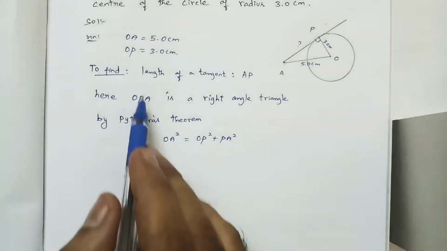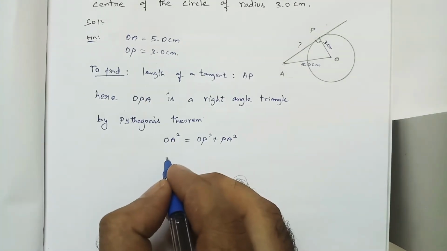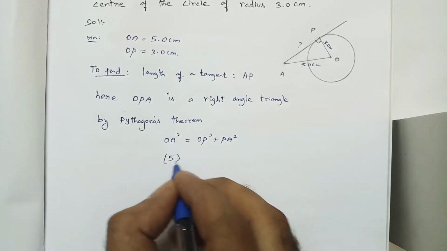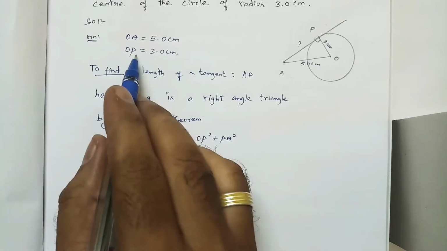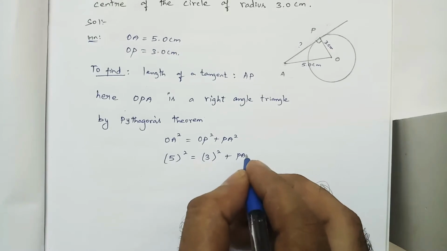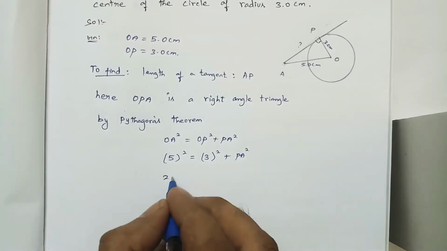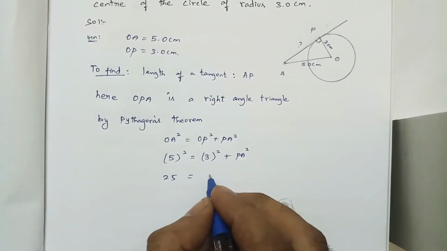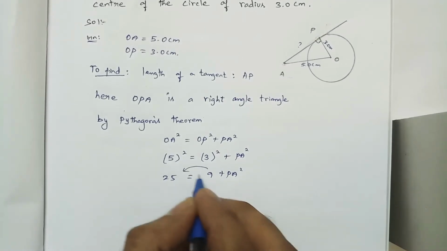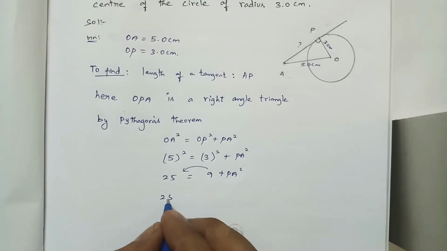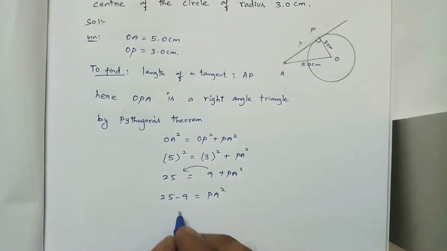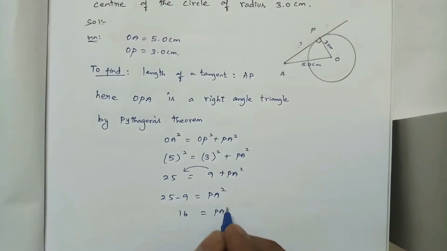So what is the value of OA? OA is 5 centimeter. So 5 squared is equal to OP squared plus PA squared. We know OP is 3. So 5 squared is 25, which is equal to 3 squared, that is 9, plus PA square. Bringing this 9 to the LHS, plus 9 will become minus 9. So 25 minus 9 is equal to PA square, which is 16.